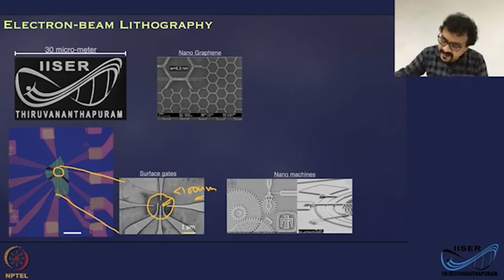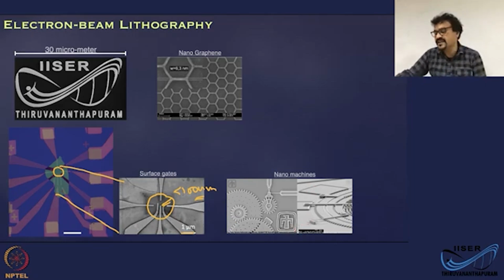Okay, and what you're seeing in this picture are nano machines, nanoscale gears, which are made by electron beam lithography plus further processing such as metallization and etching. This is done at Sandia Labs.